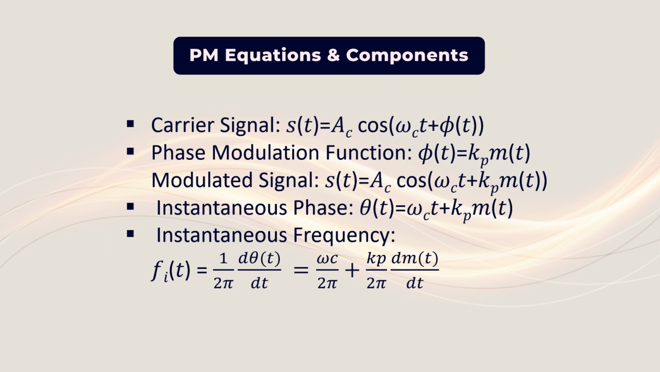The instantaneous frequency f(t) can be derived from the derivative of the instantaneous phase with respect to time. So, f(t) = (1/2π) dθ(t)/dt, which is equal to ω_c/2π + K_p (dm(t)/dt)/2π. This equation shows that the instantaneous frequency is a combination of the carrier frequency ω_c/2π and the derivative of the message signal m(t).